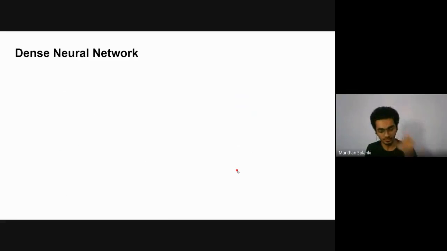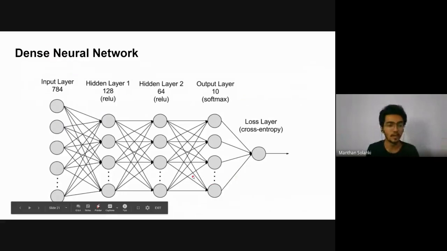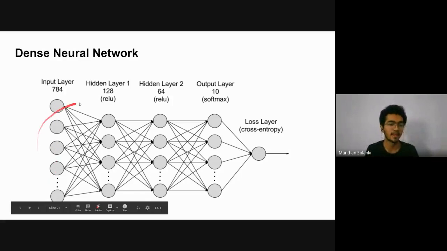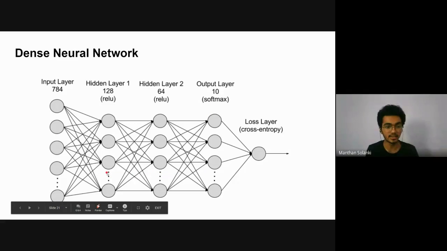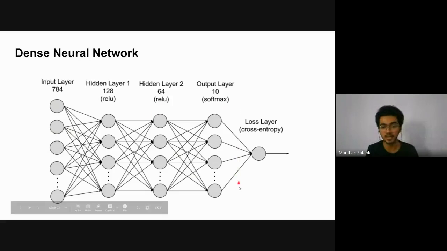Then we have the dense neural network. If I combine individual neurons, then we have this dense neural network where we have the input layer. These are the input features like sugars, carbohydrates, and so on. Then we have a combination of layers, and each layer contains any number of neurons. In this first hidden layer we have 128 neurons, in the second hidden layer we have 64 neurons, and later this is the output layer.